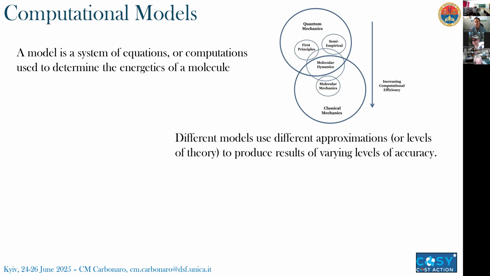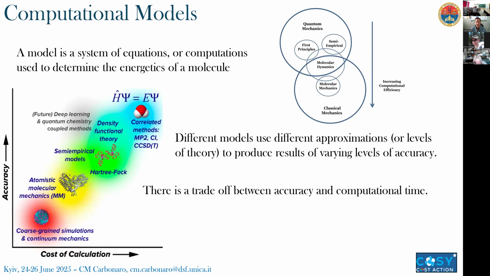The different models use different approximations, which means different levels of theory, in order to obtain results with different accuracy. So we have a sort of balance between calculation cost and accuracy, and depending on the system that we are considering, we can go from atomistic molecular mechanics to correlated methods, as we have seen yesterday, and we have to make a trade-off between accuracy and computational time.